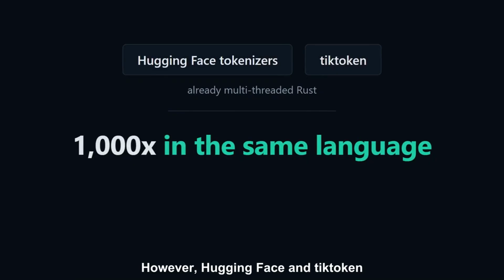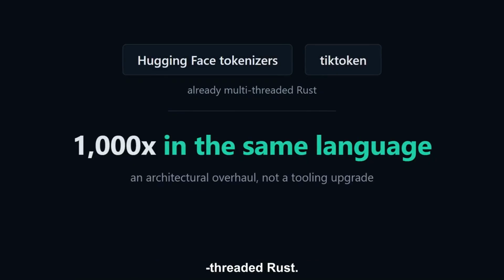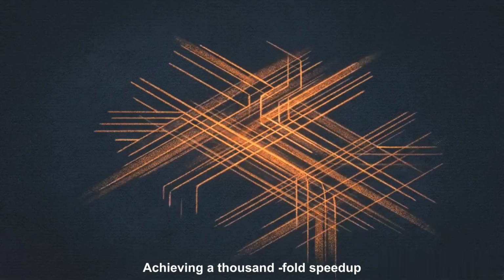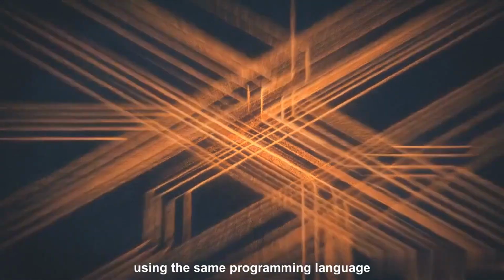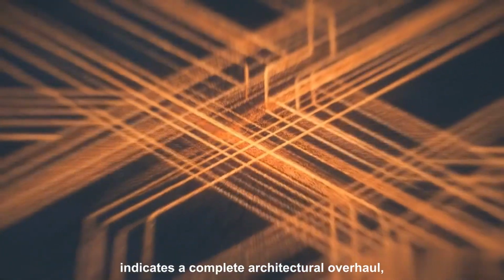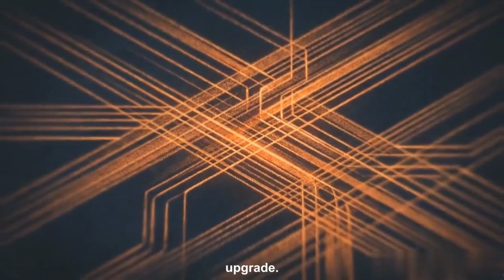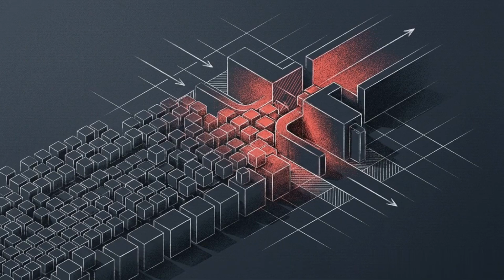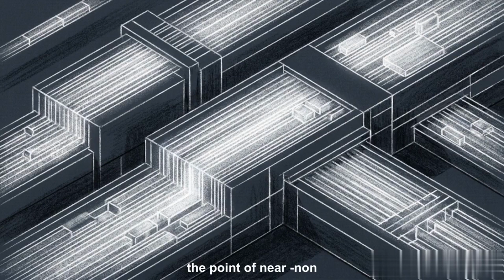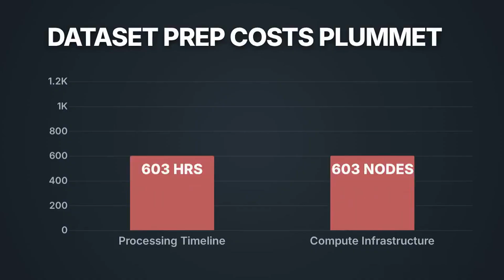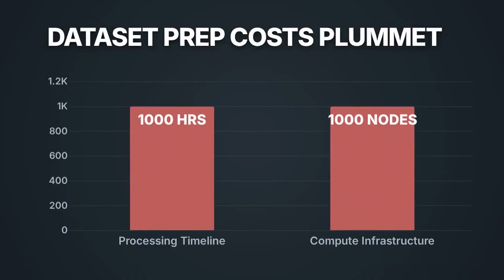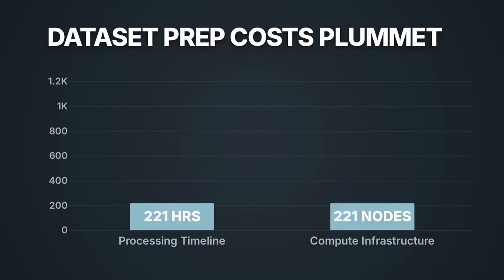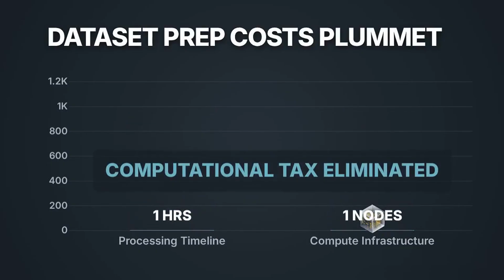However, HuggingFace and TikToken are already written in multi-threaded Rust. Achieving a 1,000-fold speedup using the same programming language indicates a complete architectural overhaul rather than a simple tooling upgrade. Historically, tokenization is treated as a fixed-cost tax in every language model training pipeline, an invisible but mandatory expense. GigaToken optimizes this step to the point of near non-existence. Eliminating this specific computational tax alters the timeline and cost structure of preparing the massive datasets required for AI training.